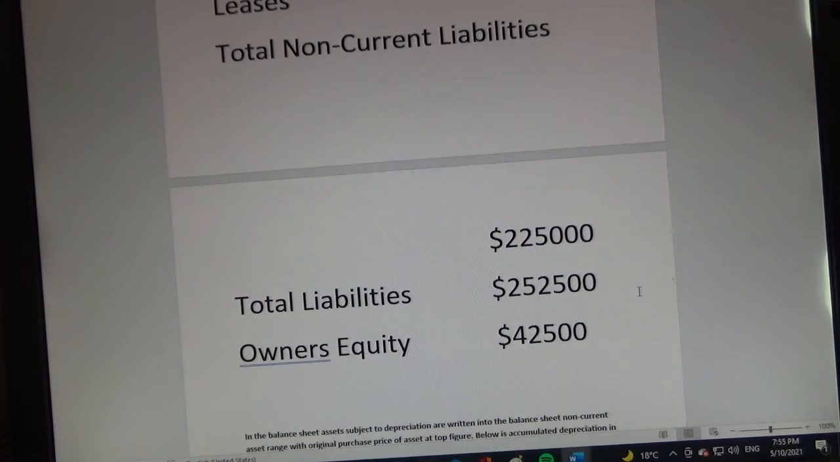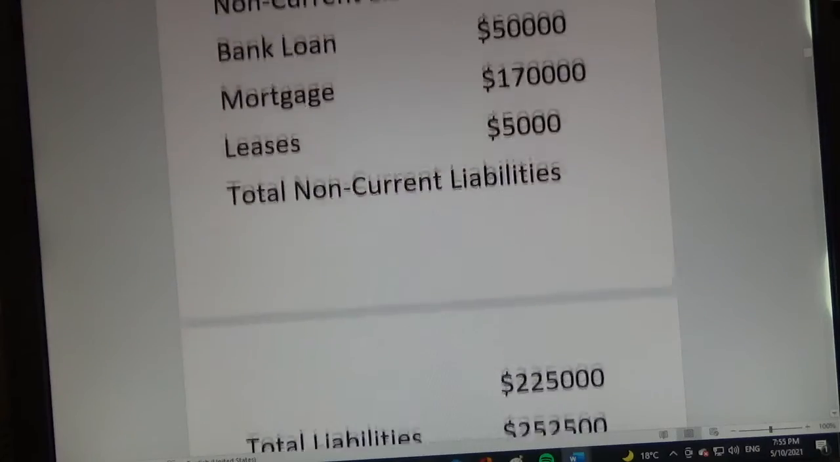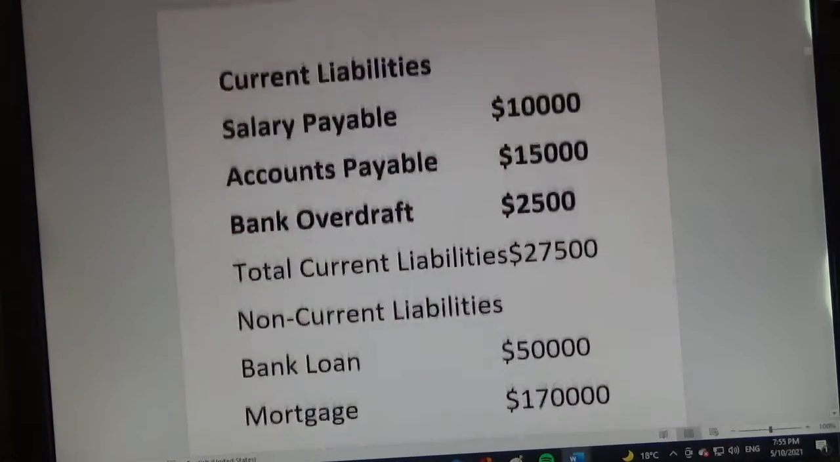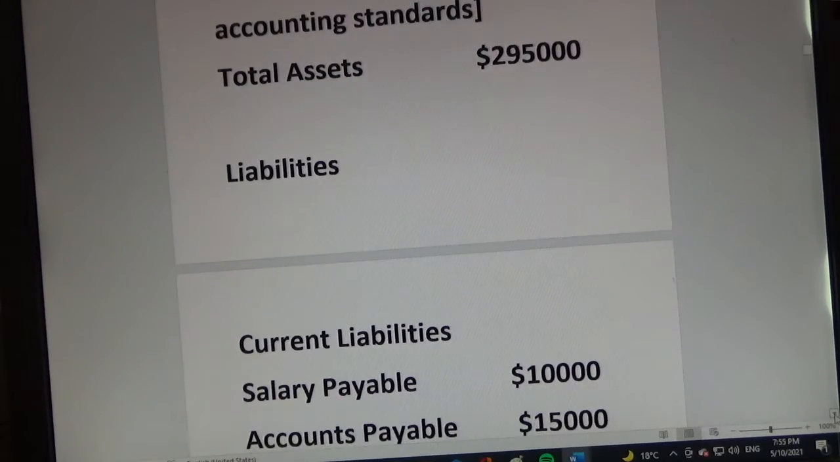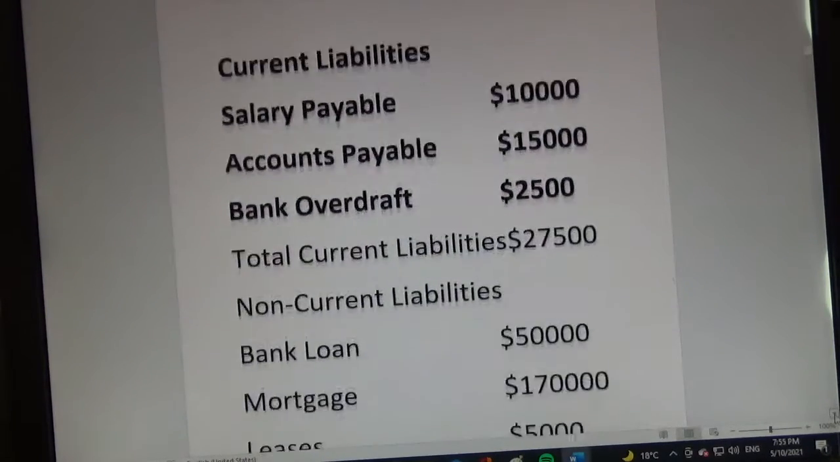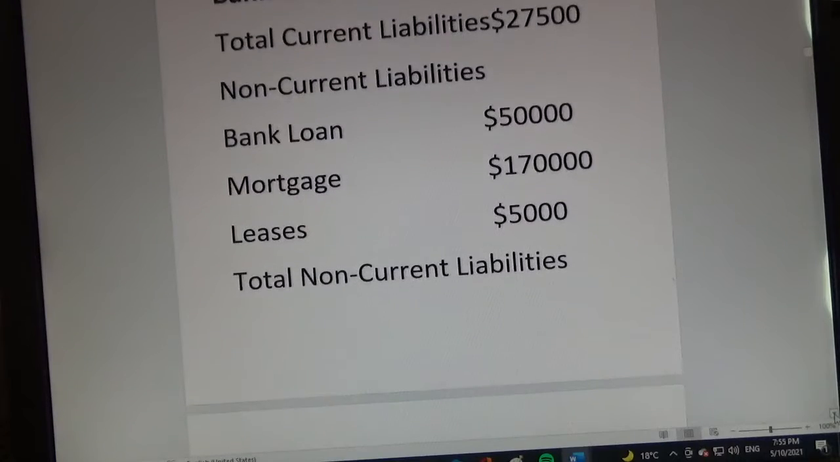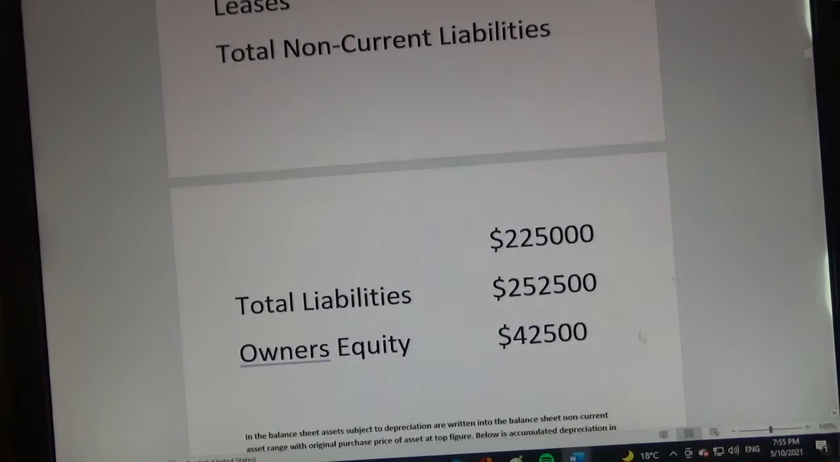And finally, to get owner's equity, you find the difference between total assets minus total liabilities. So that's the figure for total assets, $295,000. You deduct the total liabilities figure from that figure to get owner's equity, okay?